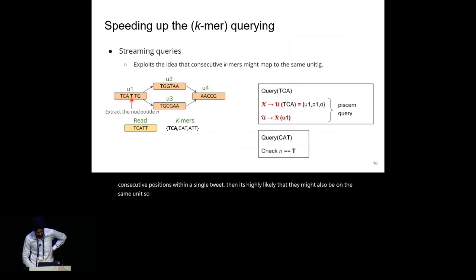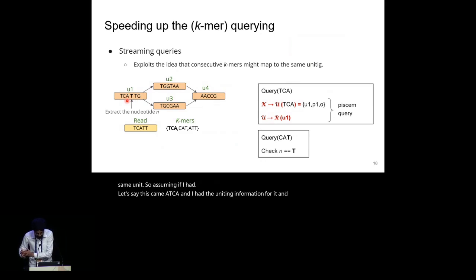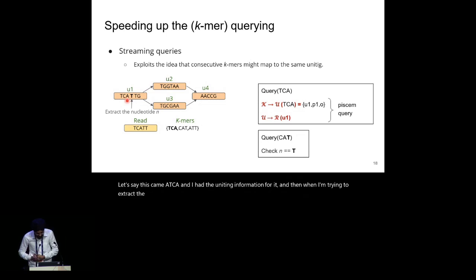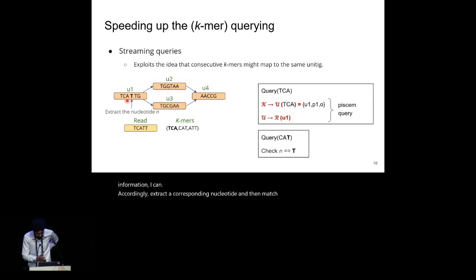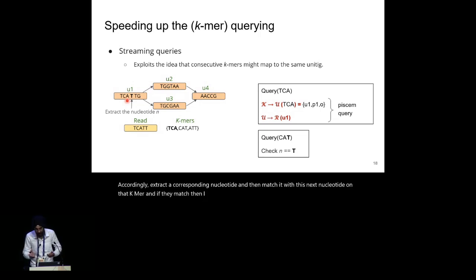So assuming I had the k-mer TCA, and I had the unitig information for it, then when I'm trying to extract the k-mer position for CAT, rather than looking at the main index, I can go back to the previous unitig. Because I have the direction information, I can accordingly extract the corresponding nucleotide and then match it with the next nucleotide on that k-mer. If they match, then I have that mapping information. And if that's not the case, then I can go back to the main index.